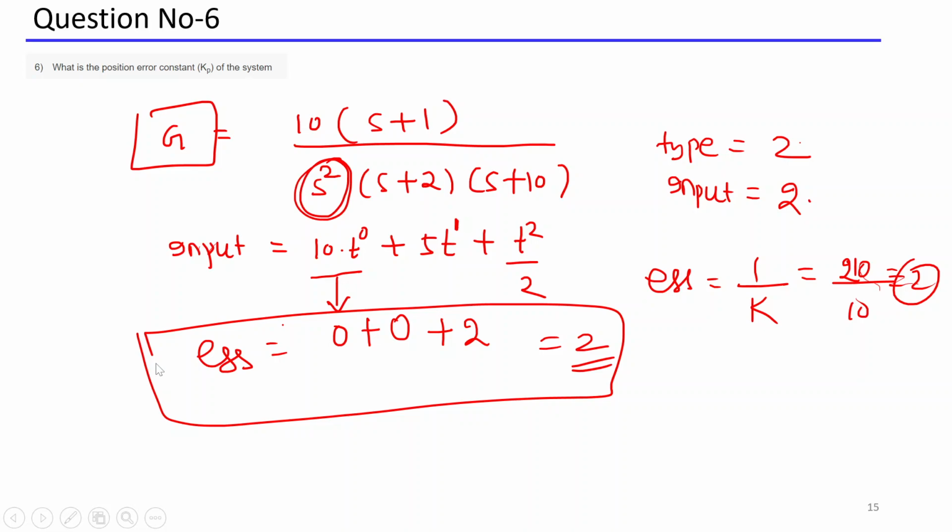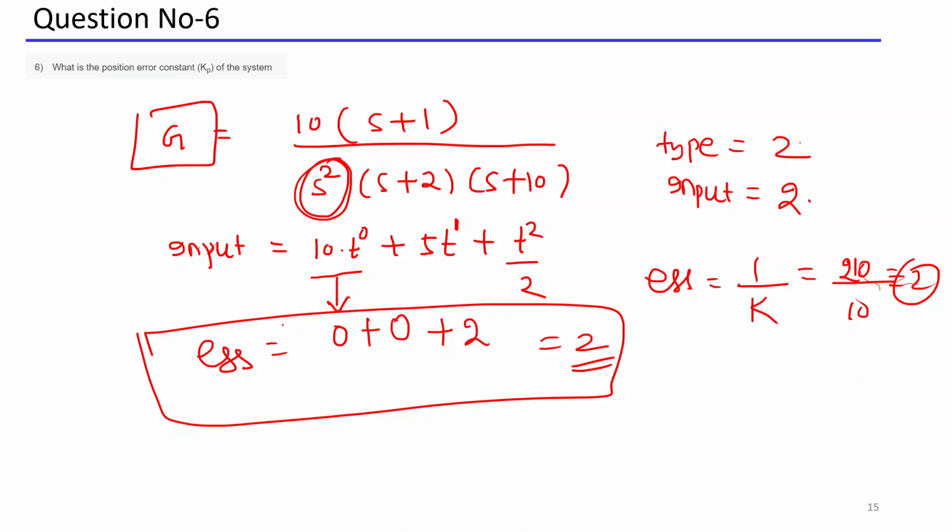For the combination of inputs, to find the steady state error you find it individually and add them, and you will get the total answer. You understand this one? Sir, I have a question. If the type is greater than the input, then the total answer will be infinity. Yeah, because 0 plus infinity is infinity. So the answer will be infinity.